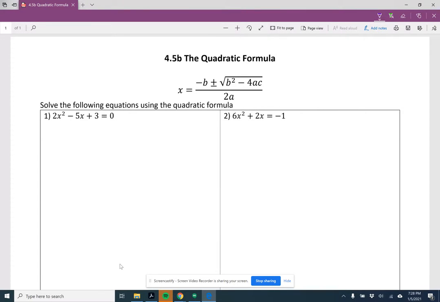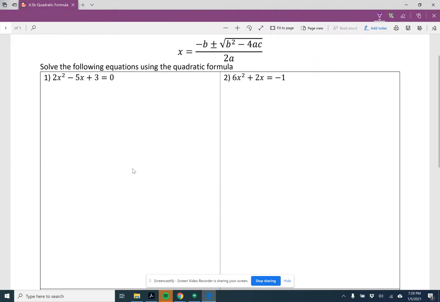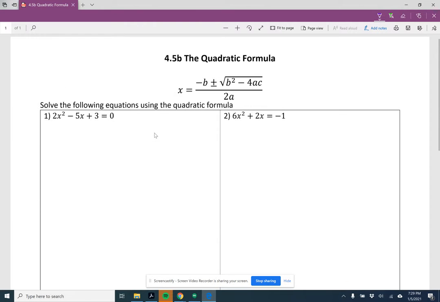All right, this is 4.5b, the quadratic formula. We're actually going to use this quadratic formula to solve some quadratic equations. Now, there are two videos, and you're going to want to watch the second one as well. In this first one, I'm going to show you example number 2 and example number 4. We do them a little differently than they are done in the second video, and I want you to take notes on both.